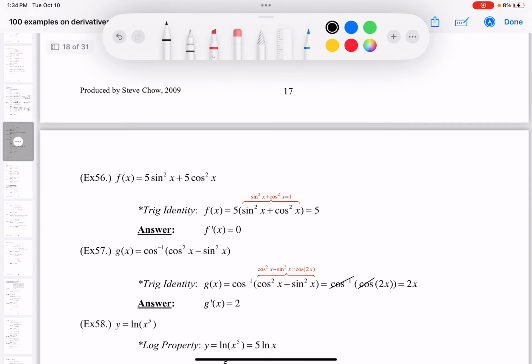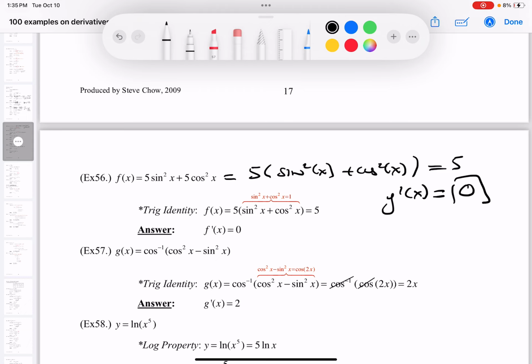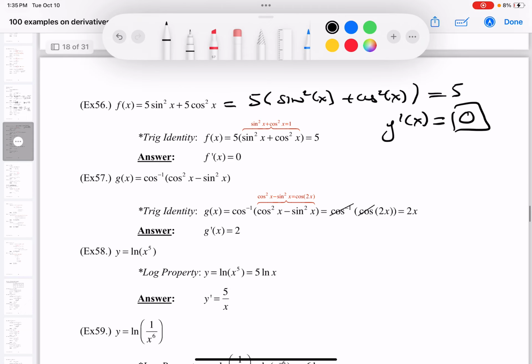Let's go to 56. Wow, that looks pretty crazy, doesn't it? This is 5, and you get sine squared plus cosine squared. Well, this is going to be 5 for all real numbers, by the way, and its derivative, f prime, well, the derivative of a constant is just going to be 0. Let's keep moving.